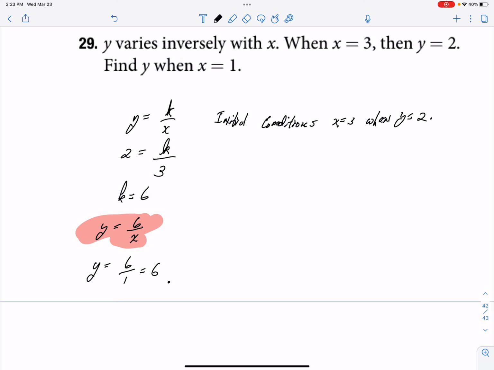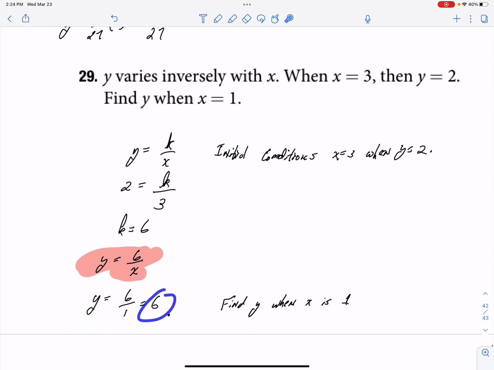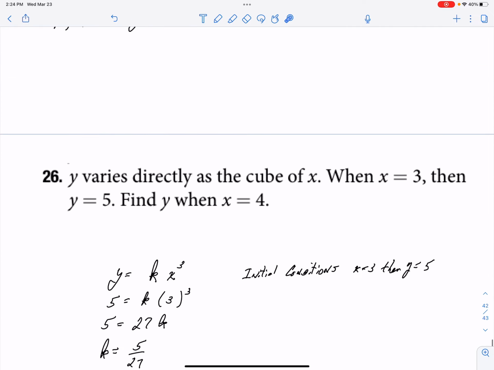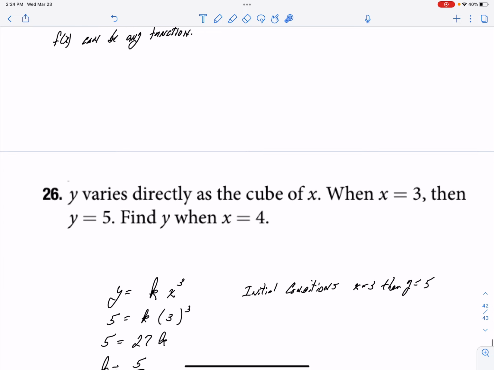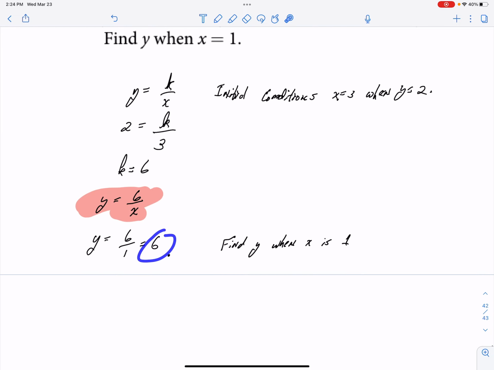All right, so let's do that. Find y when x is 1. And I simply then take this equation and plug in x a value of 1, and what I get is y is 6 divided by 1, or simply 6. All right, so that has got varies directly and varies inversely. And I think I'll stop there.